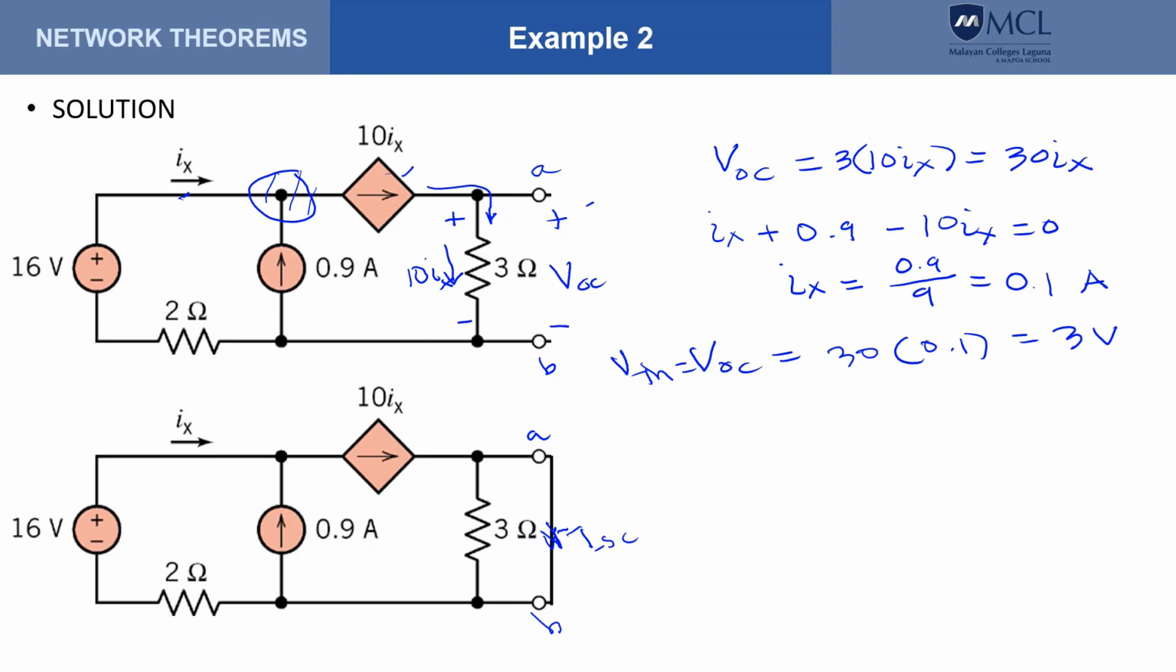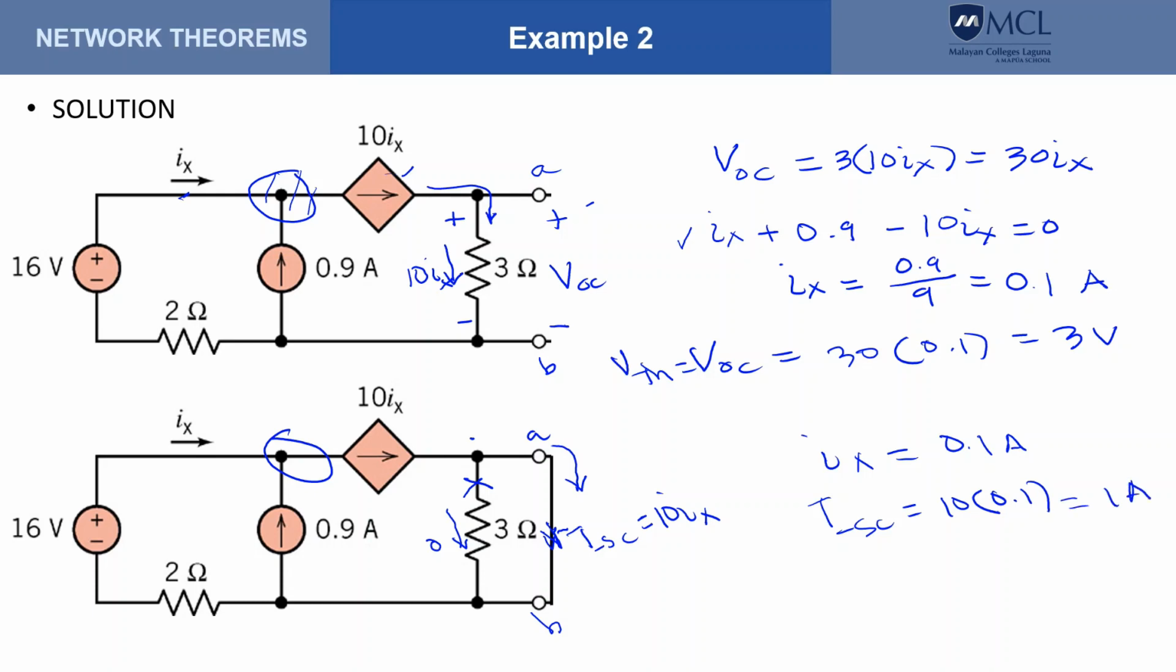Now, if we apply a short across AB, we can ignore the 3 ohms because the current that flows through here would be 0, or there is no voltage through that resistance. So we could ignore this in the circuit. So that means that the current that is flowing here would be equals to 10 I sub x. Again, we apply KCL here. So we'll get this same equation. That means I sub x is again equals to 0.1 amperes. And that should give us ISC equals to 10 times 0.1, or equals to 1 ampere, which is also our I sub n.